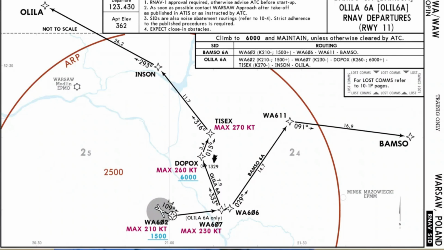Today we're going to take a quick look at the charts. I'm going to bring you around Europe, giving a look at different RNP and RNAV charts to see what the differences are and what the requirements are. So let's start straight away. I'm taking here a chart of Warszawa.